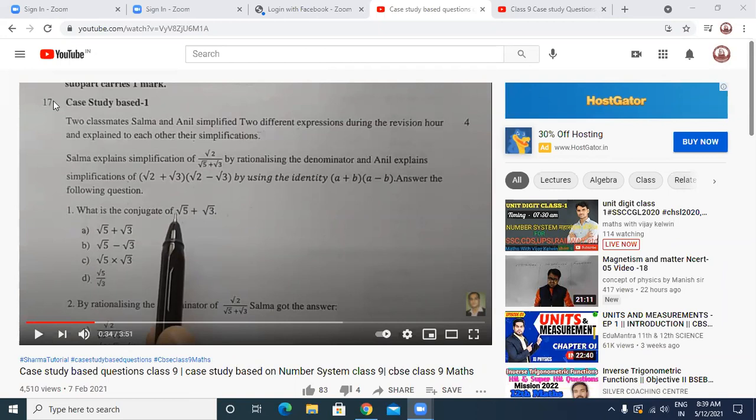I have just spoken. The question is given. In this, you have to answer the following question. First question is, what is the conjugate of root 5 plus root 3? That is root 5 minus root 3. So this B option is correct. Okay, so this option is correct.